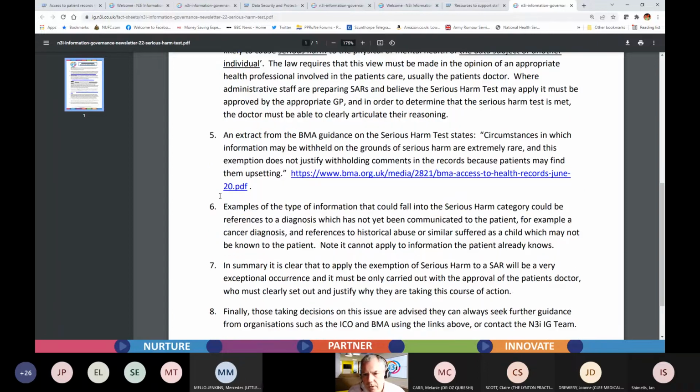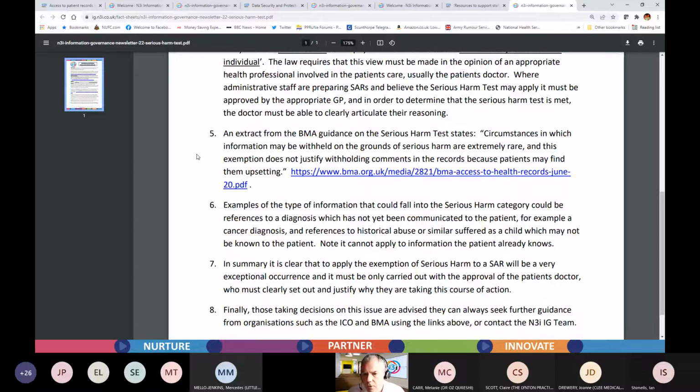The BMA guidance says here, circumstances in which information may be withheld on the grounds of serious harm are extremely rare, and not just because patients may find them upsetting. I think that's quite a telling comment there. Extremely rare. There may be cases in practices where you don't see any in the course of a year. It's not designed to be a common occurrence here.